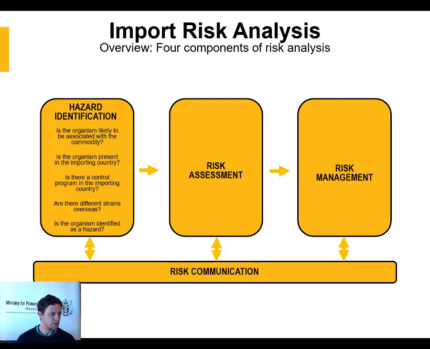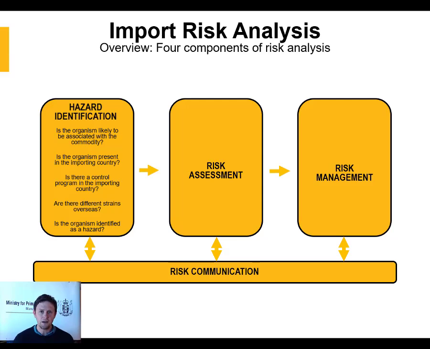Is there a control program in the importing country itself? Are there different strains overseas? And we know that there are different types or different strains of Listeria monocytogenes, and we want to see, for example, whether or not the particular Listeria monocytogenes strain from the country that we're looking to import the product from is of a greater level of pathogenicity, for example, than what we actually have here in New Zealand. Next question, is the organism identified as a hazard? And again, this all helps us to determine whether or not we actually need to undertake a risk assessment itself.